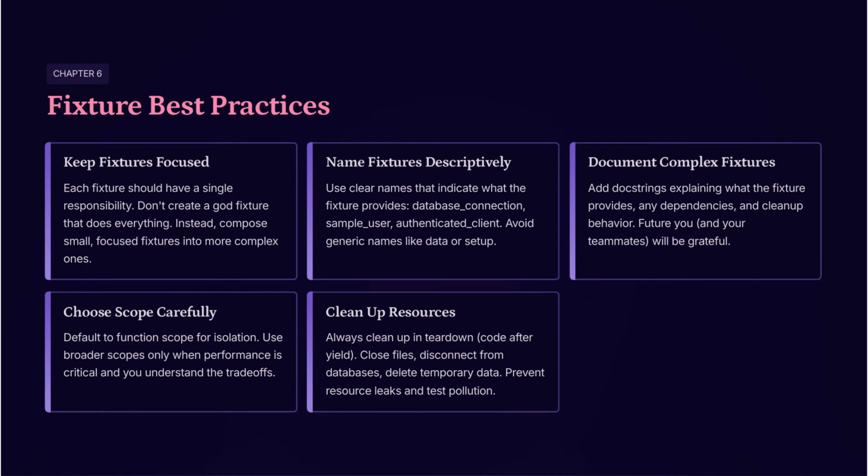Use descriptive names like database connection or authenticated client for clarity. Document complex fixtures with docstrings to explain their purpose and dependencies. Opt for function scope for isolation, using broader scopes only when necessary. Ensure resources are cleaned up and torn down to prevent leaks.